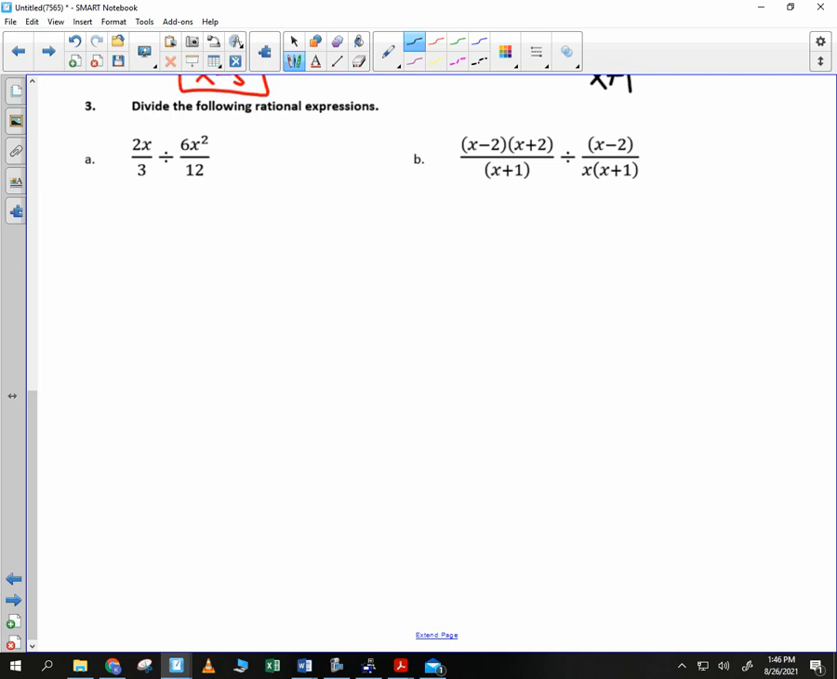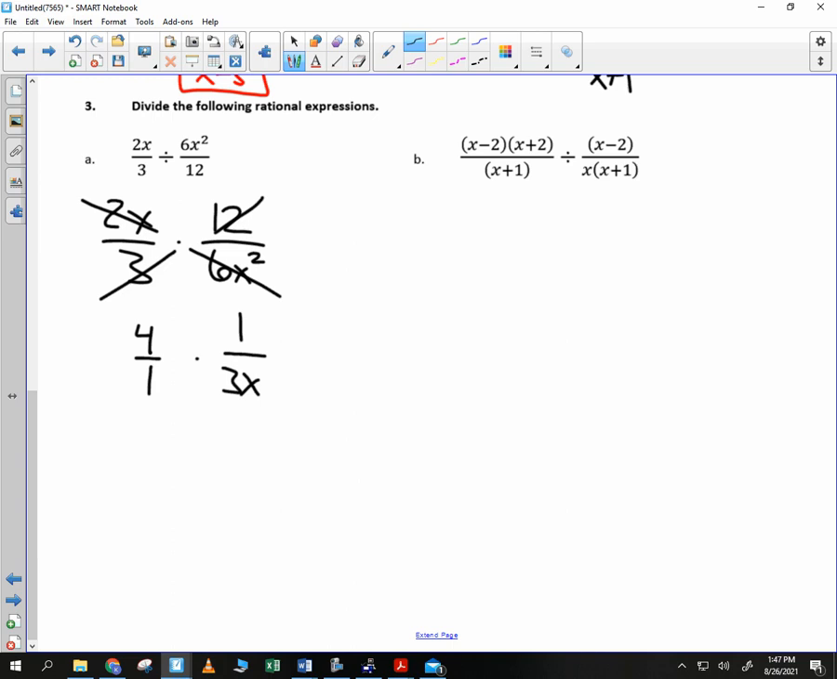The more difficult part comes tomorrow, okay? How do I divide rational expressions? Good. Multiply by the reciprocal. And when we do, you can look again to cancel across from each other. So 12 over 3 will reduce to 4 over 1. Good. 1 over 3x. Excellent job.